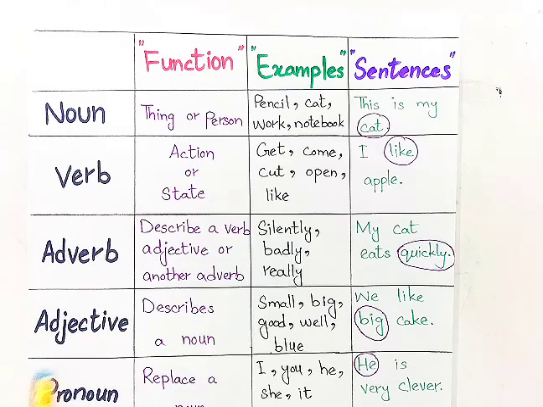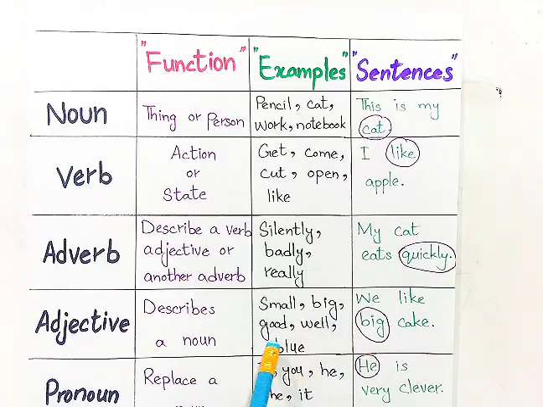Next we have adjective. Now what is the function of adjective? Well, adjective describes a noun. Adjective tells us or gives us more detail about a noun. Examples of adjective are small, big, good, well, blue. We have a sentence of adjective, that is: we like big cake. Big is an adjective.